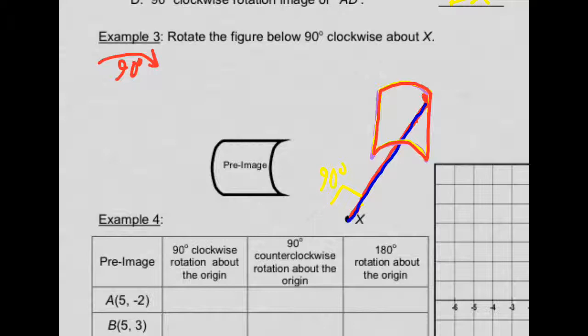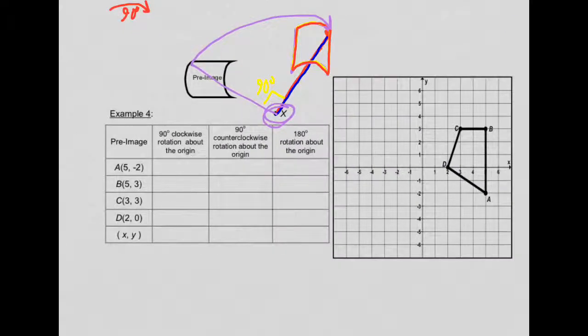And there is your new image. And this has been rotated 90 degrees about this point of rotation right here. Alright. Let's look at example 4.